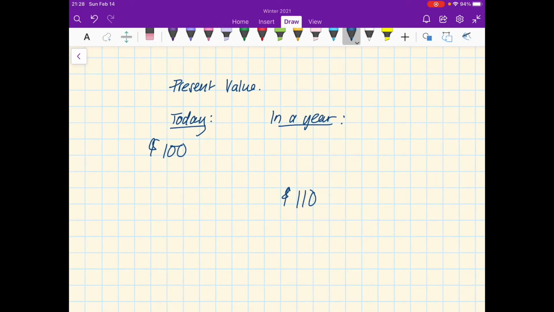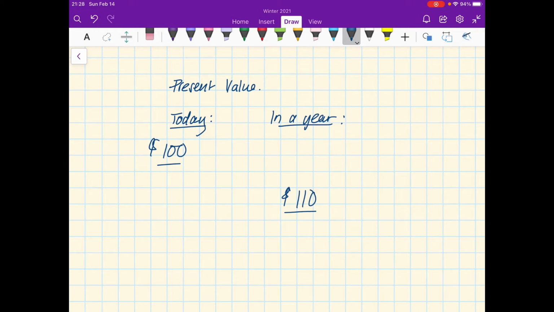We can't really compare these two values because this is a future value. This is $110 in a year, and there are many factors that affect how we consider that value in the future as compared to the present value, or the value today, of that $110. So I'm not giving you $110 today, so you cannot say that this is equivalent, 100 and 110, if that makes sense.